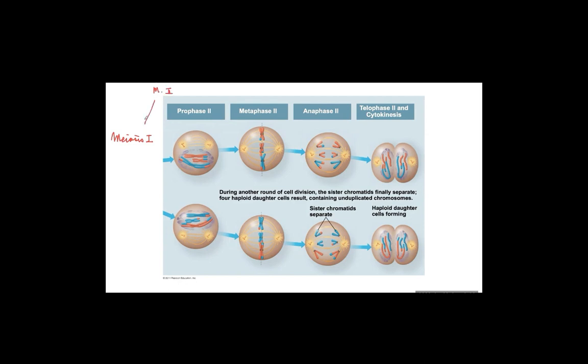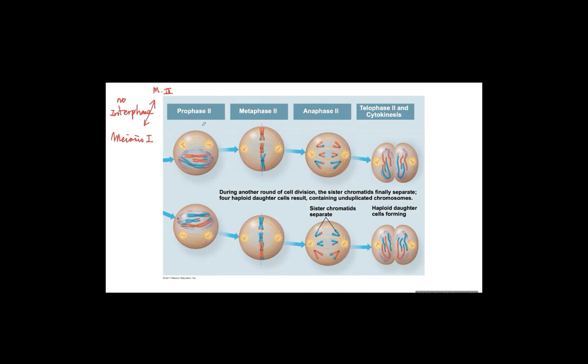Between these, there's no interphase. After meiosis 1, meiosis 2 occurs immediately. So there's no interphase, which means there's no chromosome duplication. Since there's no interphase, meiosis 2 takes place right after cytokinesis of meiosis 1. Meiosis 2 also consists of prophase 2, metaphase 2, anaphase 2, and telophase 2, followed by another round of cytokinesis.